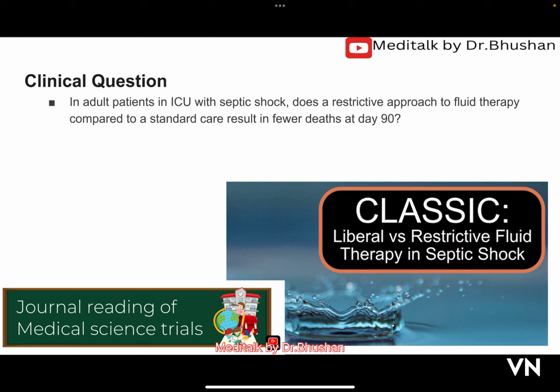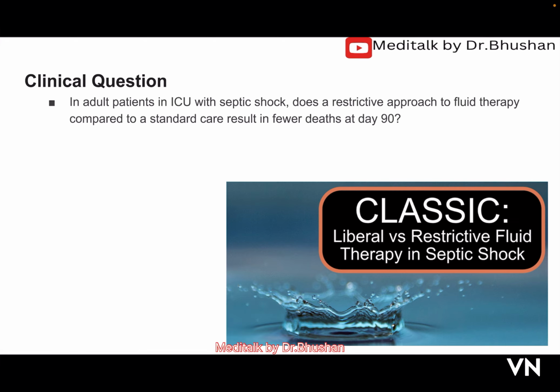Clinical question: in adult patients in the ICU with septic shock, does a restrictive approach to fluid therapy, compared to standard care, result in fewer deaths at 90 days? This is a classic one, and the first is also classic: liberal versus restrictive fluid therapy in septic shock.